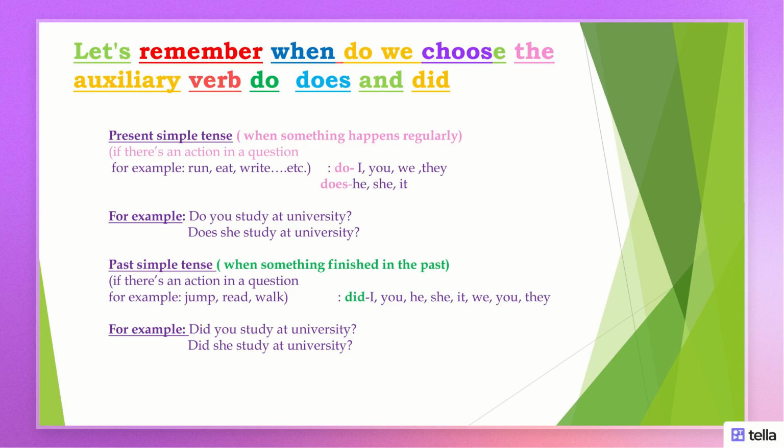Okay, if we're making a question in the past simple tense, this is a tense which we use to describe something that finished in the past, and if there is an action in a question like jump, read, walk, etc., we have to use auxiliary did in this type of questions. Okay, did is a very comfortable auxiliary because we use it with all pronouns. So we use did with I, you, he, she, it, we, you, they. For example, did you study at university, or did she study at university?